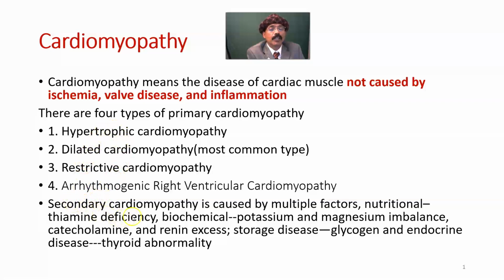We also have secondary cardiomyopathy caused by multiple factors like nutrition, thiamine deficiency, biochemical factors, potassium and magnesium imbalance, catecholamine, renin excess, storage disease like glycogen storage disease, and endocrine abnormality like thyroid problems. So these are the secondary causes of cardiomyopathy.